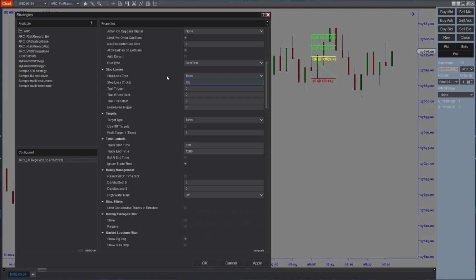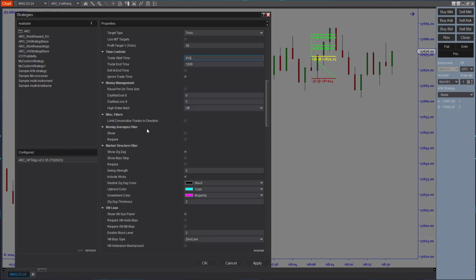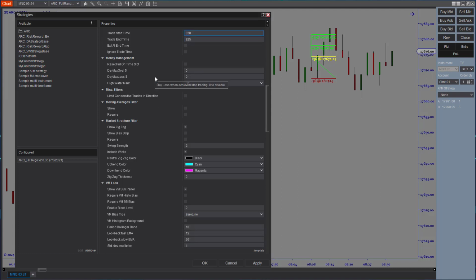Stop loss, let's go 40 minimum. In fact, I think that's probably going to end up being a good number for us anyway. I'm going to start with 40, well, actually, let's do 20. And then we can look and see, are we leaving money on the table? Trade times are fine. Actually, I do want to pay attention to this. Let's go 8:30 to 9:25 initially, and then we can look at 10 o'clock and after.